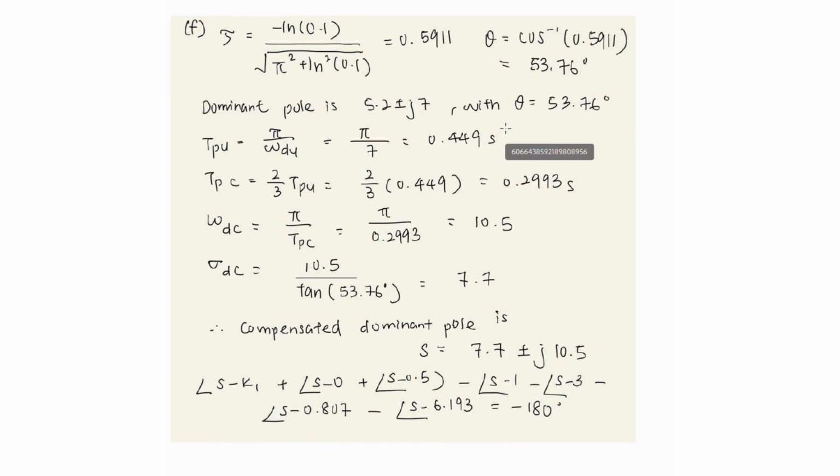And the peak time, by using the formula, is equal to 0.449 second, and the compensated time is equal to 0.2993 second, and the omega DC is equal to 10.5, and the DC gain is equal to 7.7, and so we get the compensated dominant pole is S equal to -7.7 plus minus j10.5.